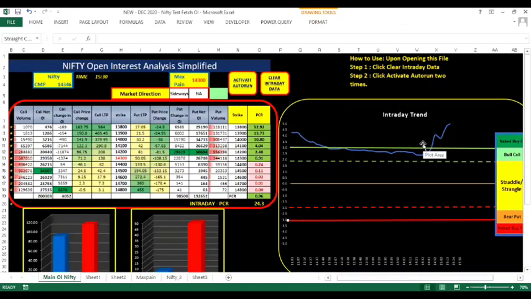I am just avoiding it right now because I will use this to explain. This is yesterday's Nifty data. Step number 2 basically is to click the activate auto run button twice. Once you click it, it starts pulling the data from the NSE website.